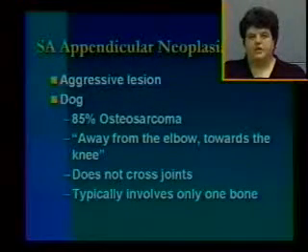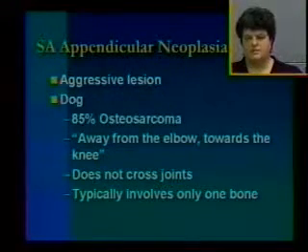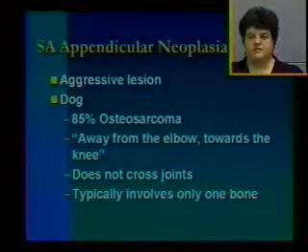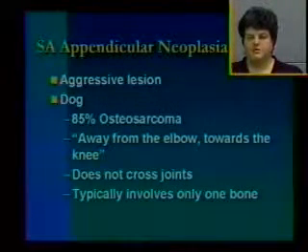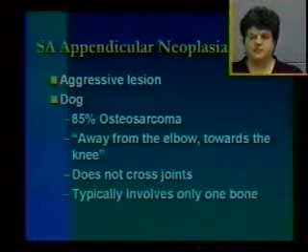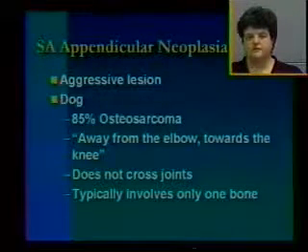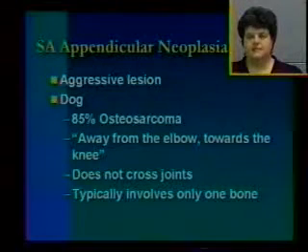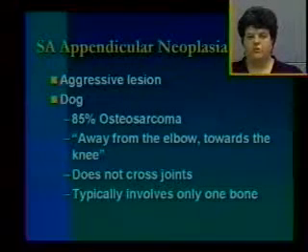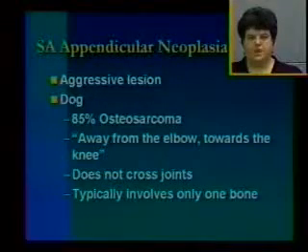Small animal appendicular neoplasia. It's an aggressive bone lesion. It's fairly common in the dog, much less common in the cat. And 85% of the appendicular neoplasias that you're going to see in practice are going to be osteosarcomas. There's the clinical idiom of away from the elbow, towards the knee to help us remember where these typically occur. Two most common sites are the distal radius and proximal humerus. These tumors typically do not cross joints, typically only occur in one bone, but neither of these are steadfast rules that this tumor obeys.